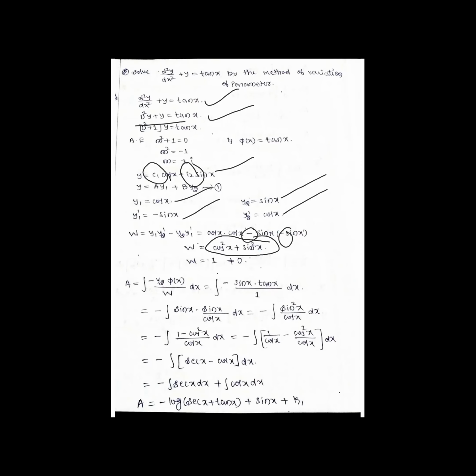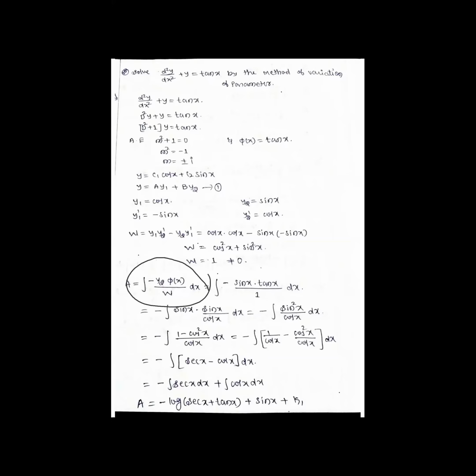So next thing is that let us calculate A and B independently. That is the formula for A: integration of minus y2 phi of x divided by W into dx. So integration of minus y2, y2 is sin x, phi of x is tan x, Wronskian W is 1, into dx. So here directly I don't have a formula for this integration of minus sin x into tan x. Directly I don't have any formula.